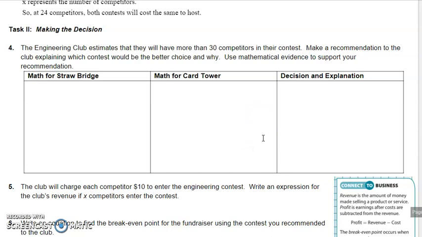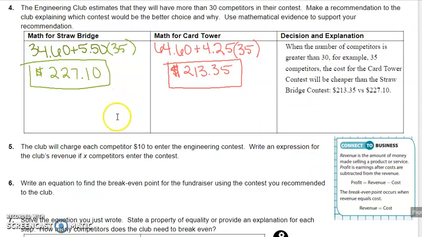When you're ready, go ahead and pause the video and try number 4 on your own and see if you can write up your decision about what you would recommend. Okay, so I picked a number for competitors that was more than 30, so I just went with 35, and I plugged it into my x, which is my number of competitors. For 35 competitors, the straw bridge would be about $227, whereas the card tower would only be about $213. So it's not a huge difference, but it is cheaper to go with the card tower.